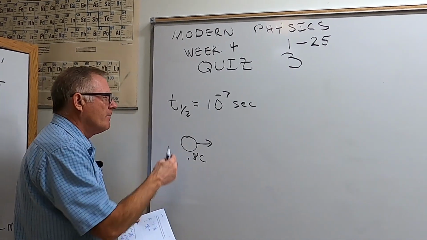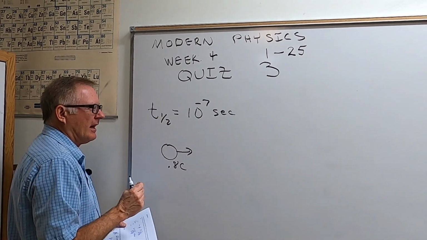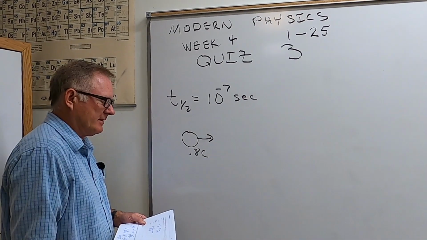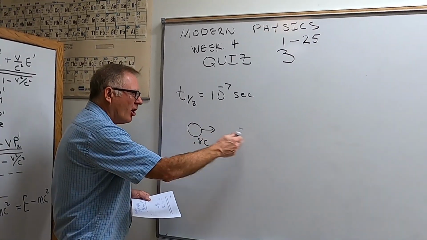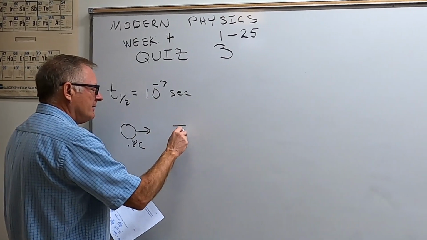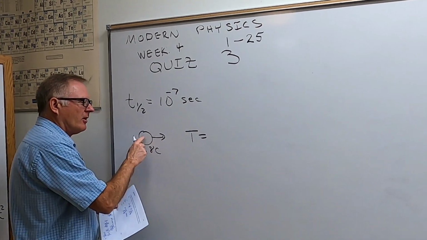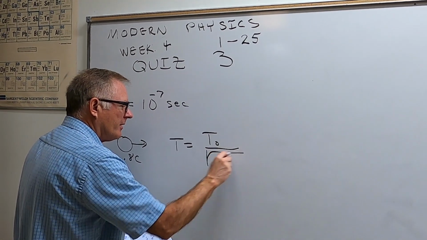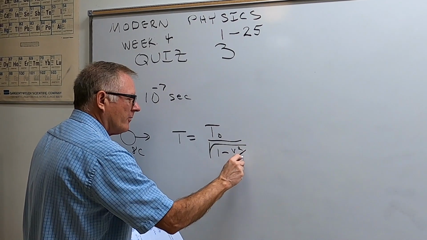And remember that when you're measuring the half-life, that's when the particle is at rest. This particle is not at rest. So this one's living longer than the half-life. We know that this one is going to live longer by T naught all over the square root of 1 minus v squared over c squared.